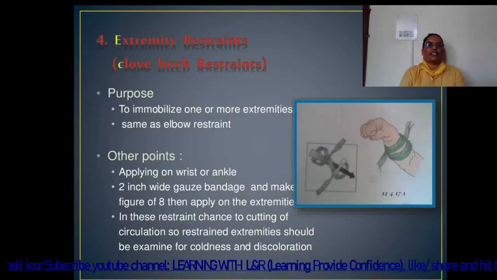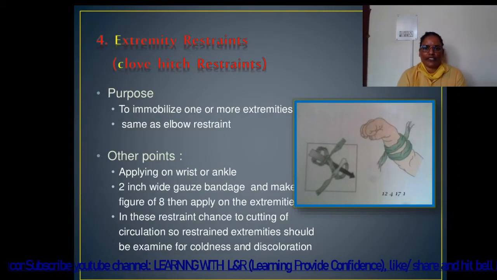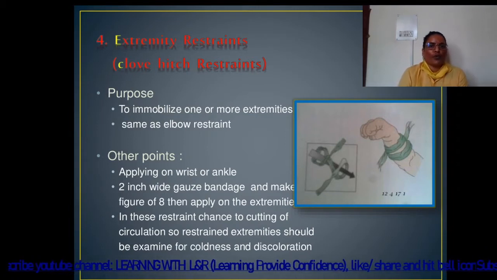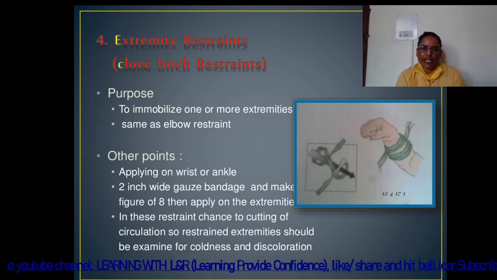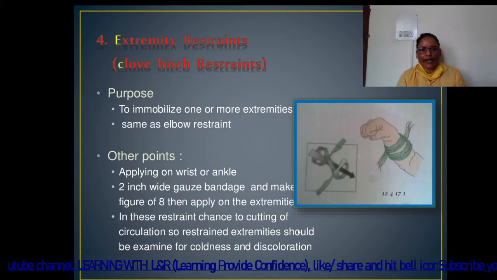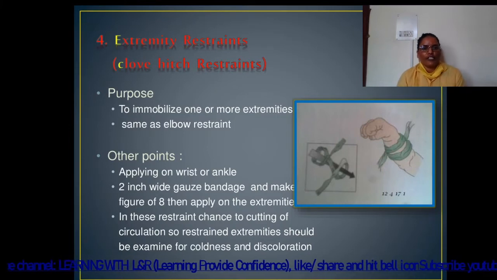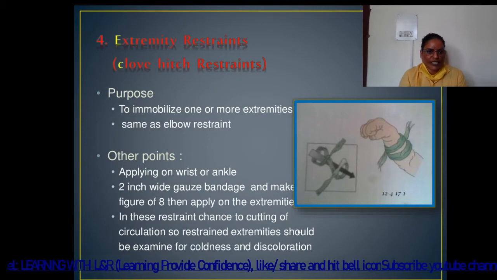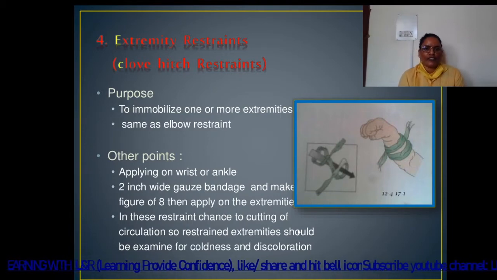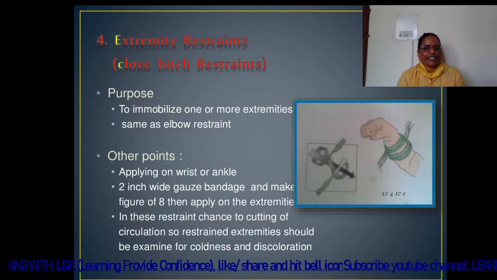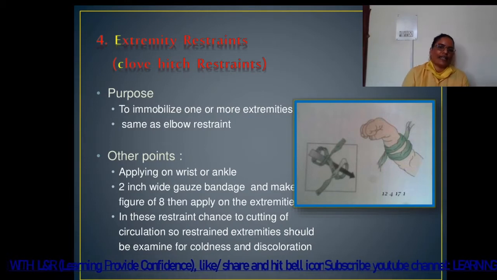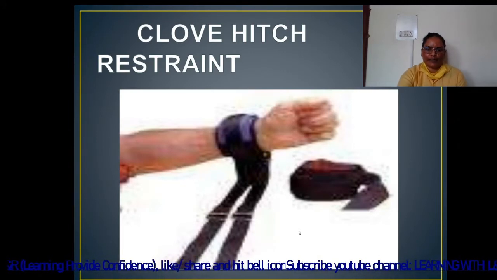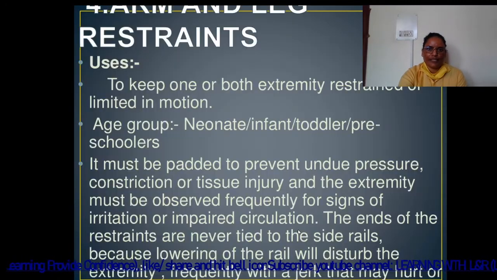After that, extremity restraints or club hitch restraints. The main purpose is to immobilize one or more extremities, same as the elbow restraint. Other points: apply a 2-inch wide gauze bandage on the wrist or ankle, make a figure of 8, then apply it on the extremities. In this restraint there is a chance of cutting off circulation, so restrained extremities should be examined for coldness and discoloration. The club hitch restraint is clearly seen here.